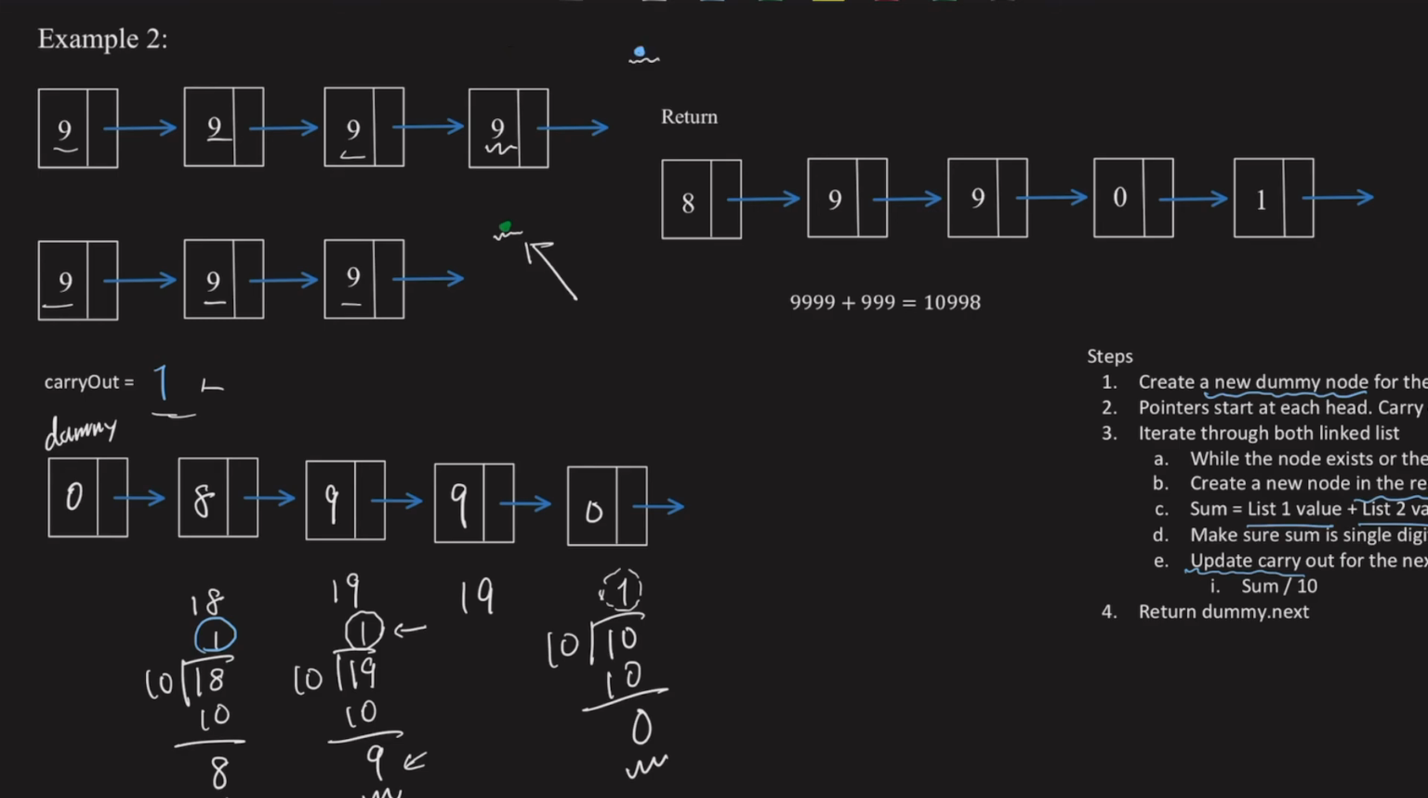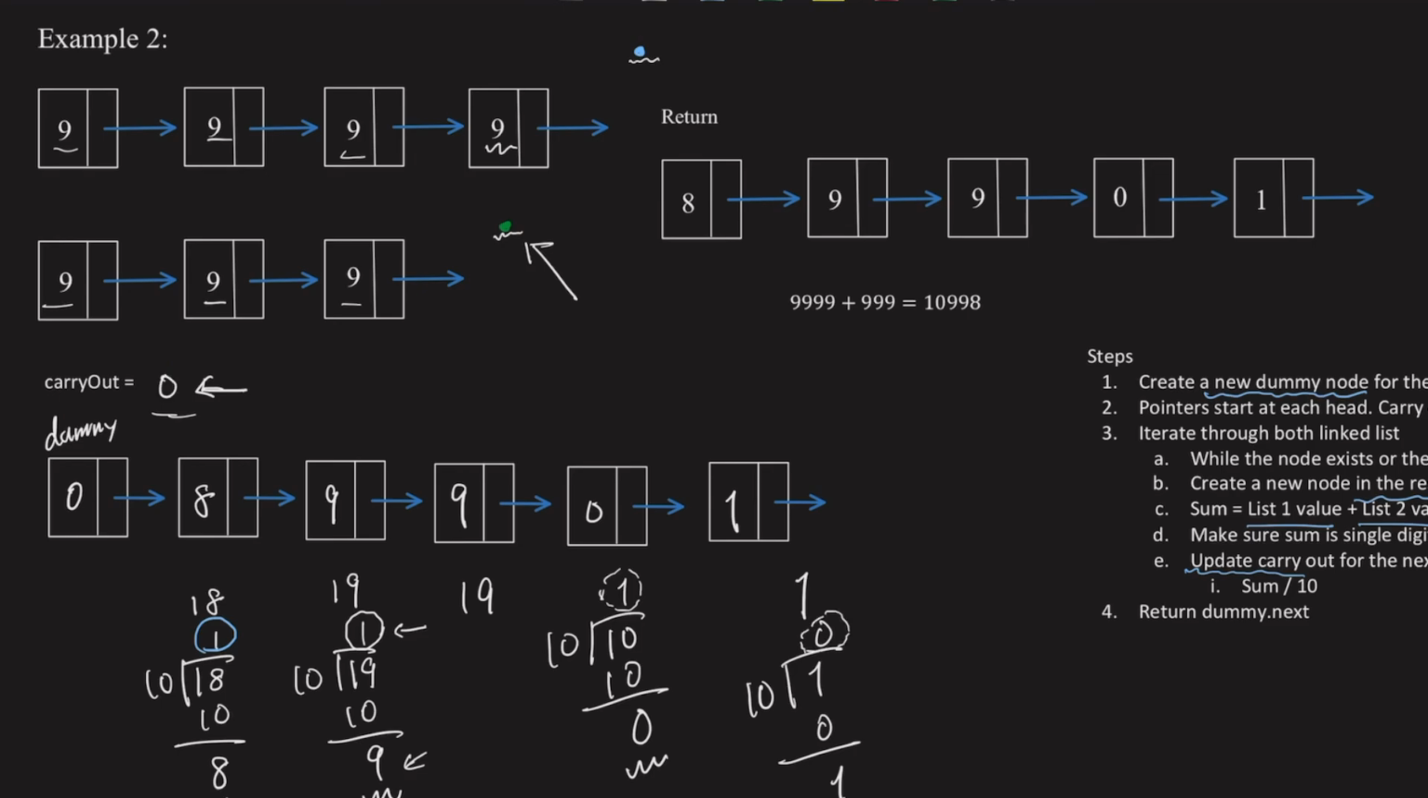Next iteration. So now we have null nodes for both pointers, but we still have a carry out of 1. So we want to keep going until the carry out is 0. So in this case, we're going to calculate the sum, which is going to be just the carry out 1. We need to create a new node. And we're going to have 1. And just to make sure, we can divide it by 10, 1. So we're going to add the remainder. And again, the carry out is going to be 0.